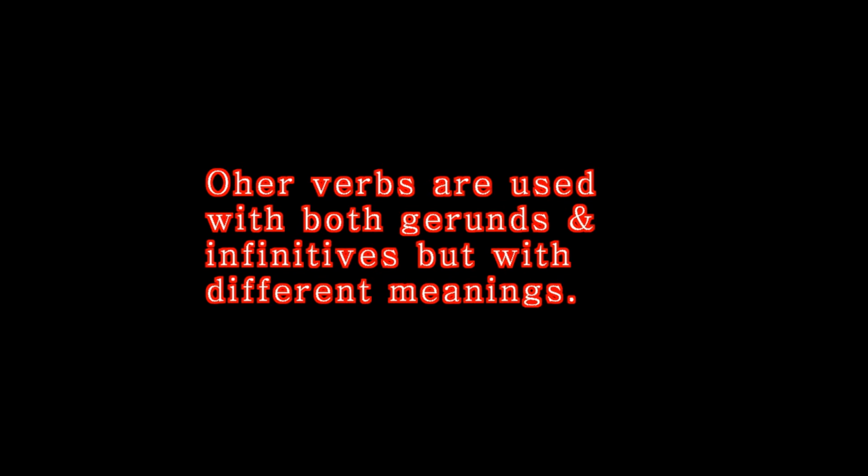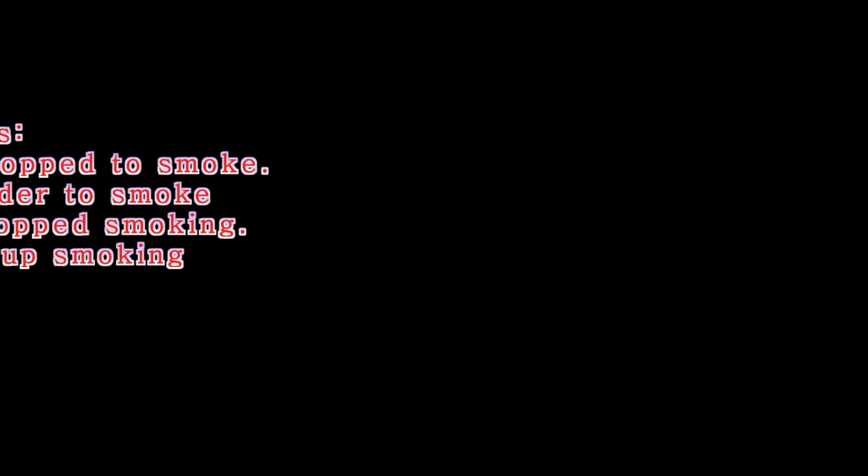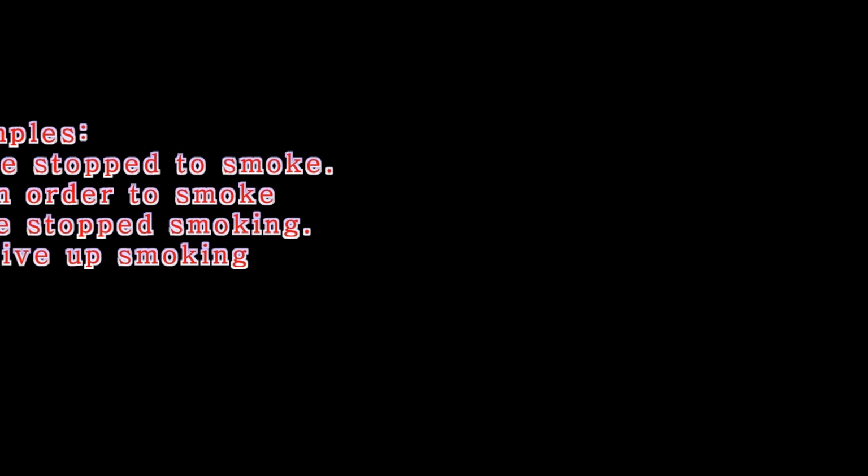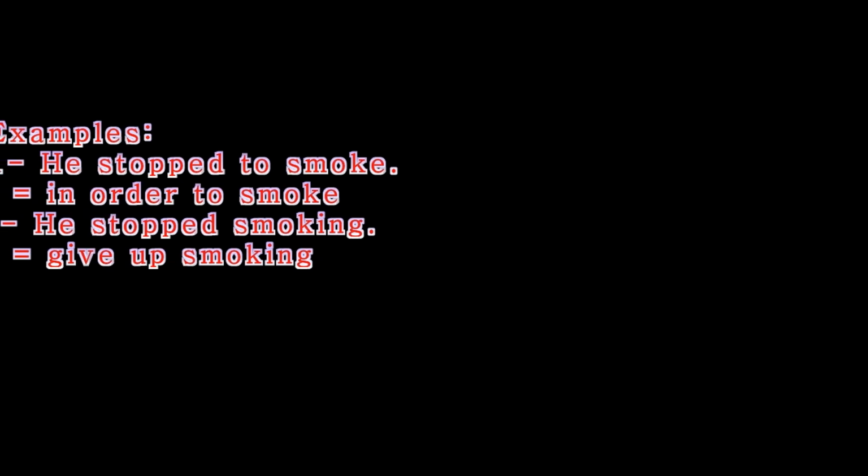Let's study the following examples as illustration. He stopped to smoke. We have the verb stop used with a gerund and with an infinitive. In the first example, he stopped to smoke, we have stop with the infinitive to smoke. When we say he stopped to smoke, this means that he stopped in order to smoke, so as to smoke. These two expressions express purpose. And he stopped smoking.